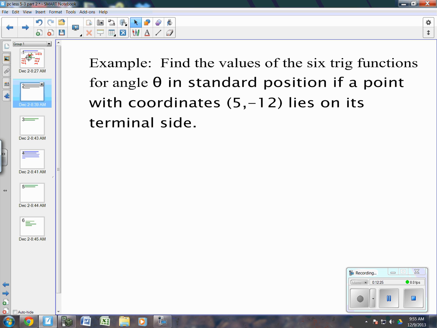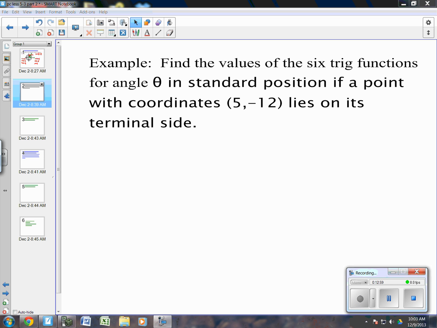Find the values of the 6 trig functions for angle theta in standard position if a point with coordinates 5, negative 12 lies on the terminal side. I want to see if you guys can do this in your groups. Find all 6 trig functions. We have a point, 5, negative 12. I'd graph that point, draw your right triangle, and do the 6 trig functions, okay? I'm going to give you about 5 minutes. I'll come around and give you hints when you need it, but I want you guys to see if you can figure this one out. Go.